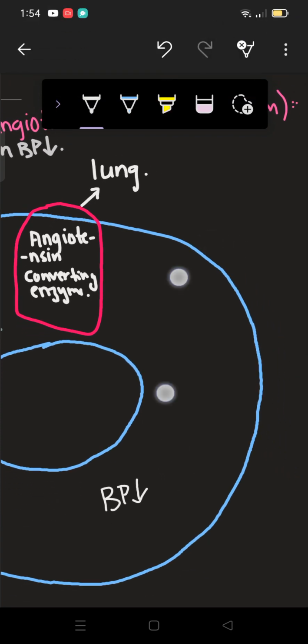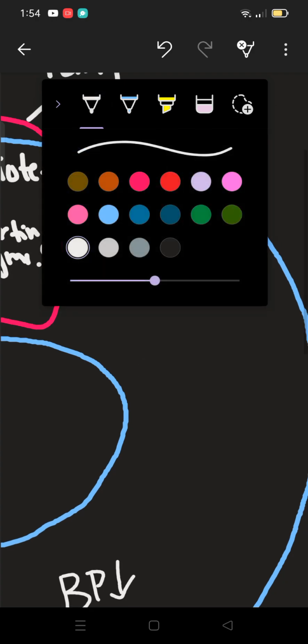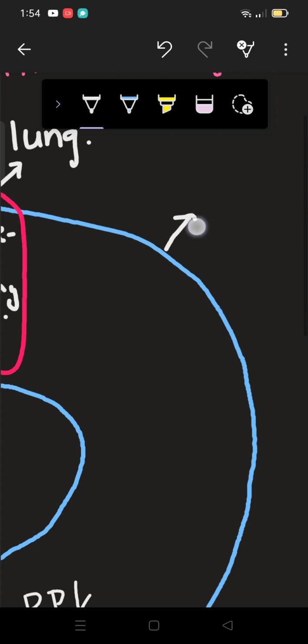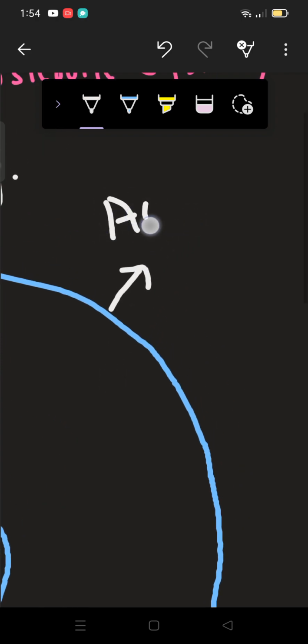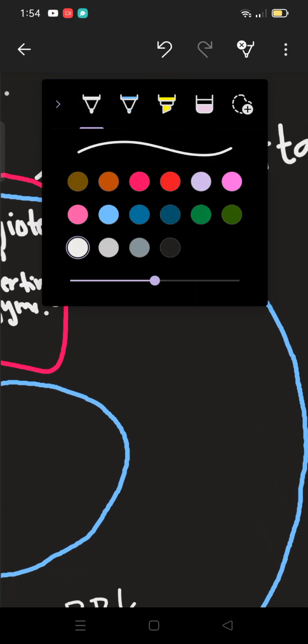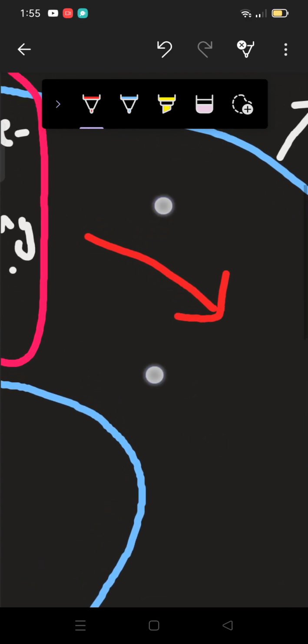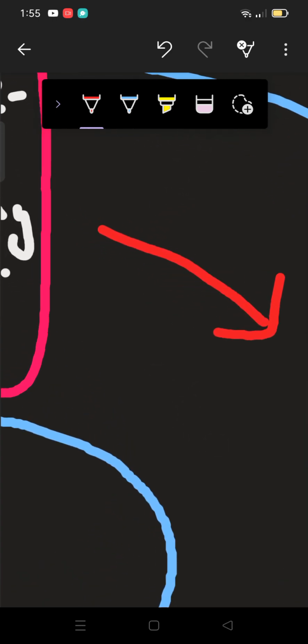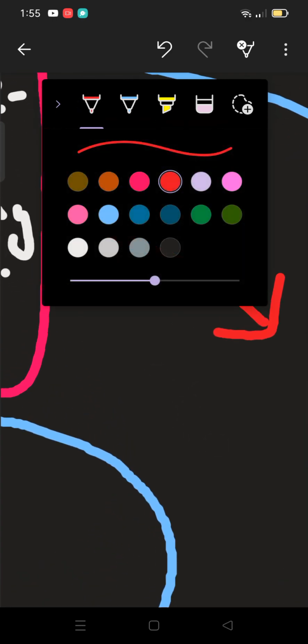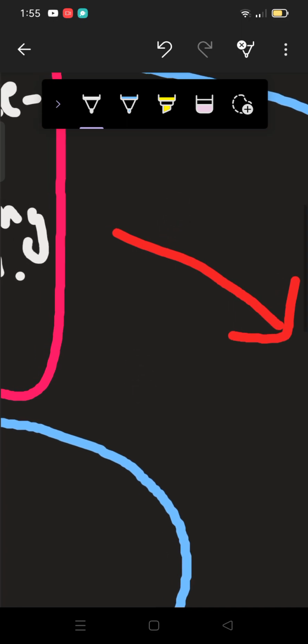So now what will happen? Now basically this is the aorta we do have. Wait, let me write here. This is the aorta, and here our blood will go. Now this angiotensin, now we have angiotensin 2. Alright, not angiotensinogen but angiotensin.